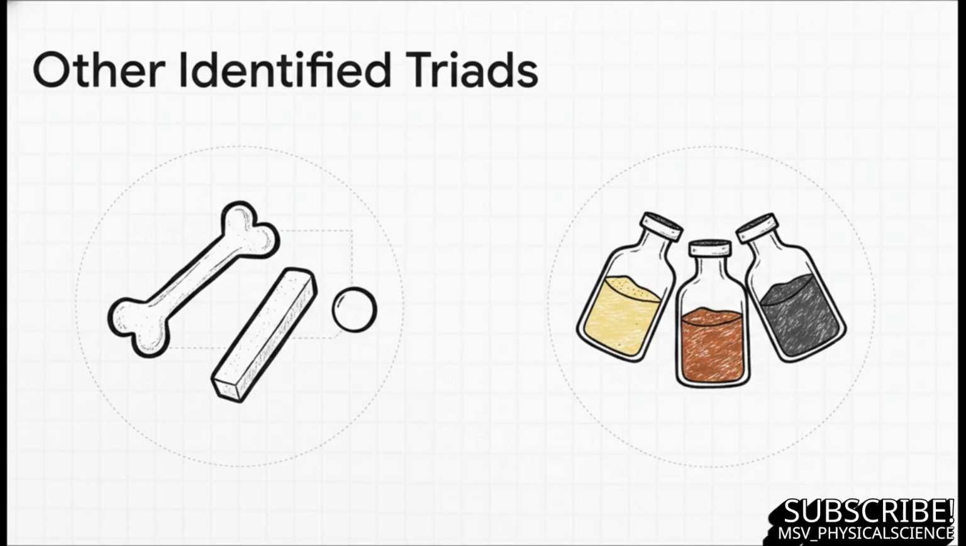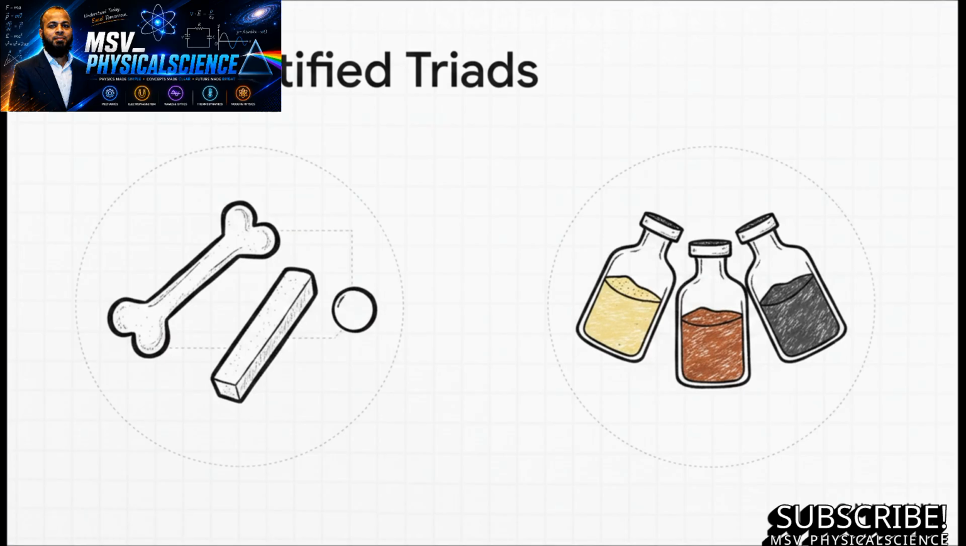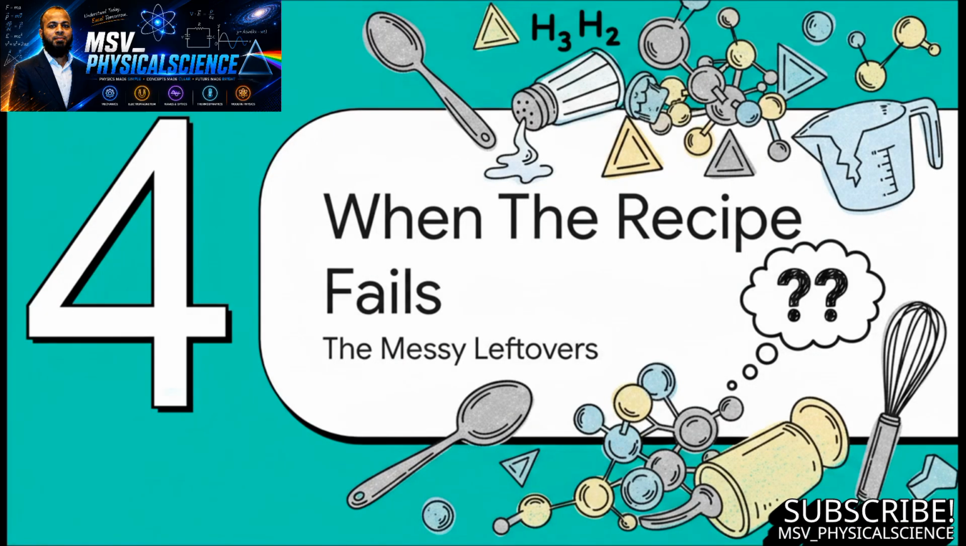By clustering these matching, sort of household ingredients together, he was slowly bringing order to the chaos. He was proving that his mathematical rule wasn't just some one-off coincidence. It was a real pattern. But what happens when the recipe doesn't quite work out? Let's talk about the messy leftovers.